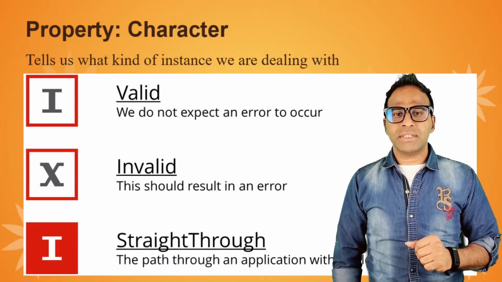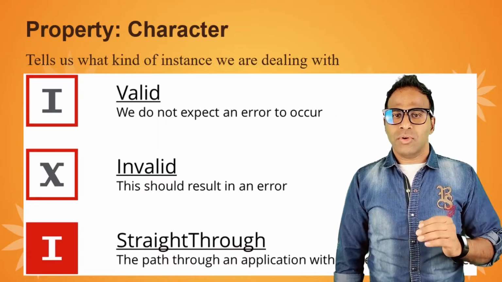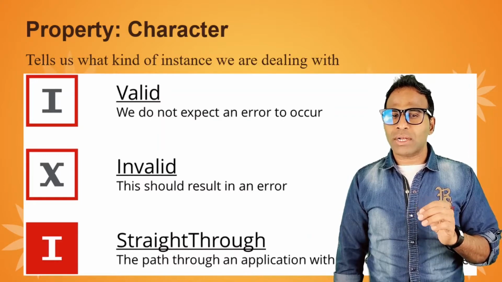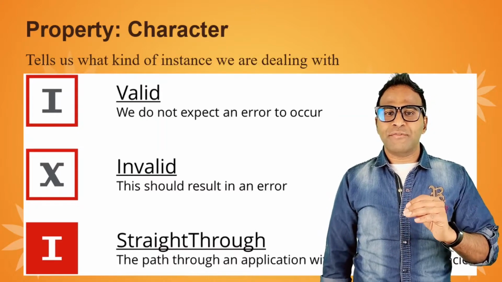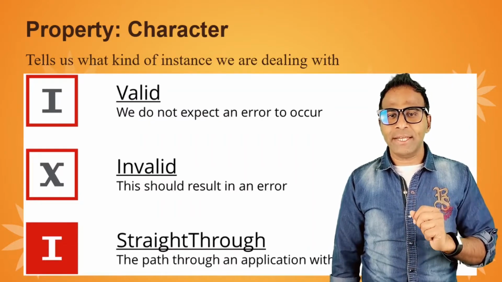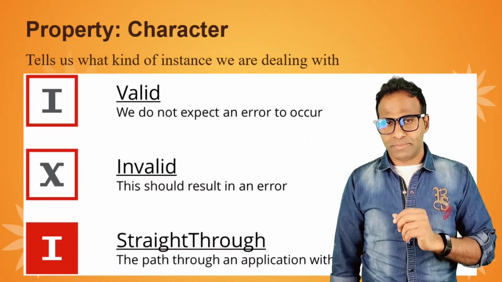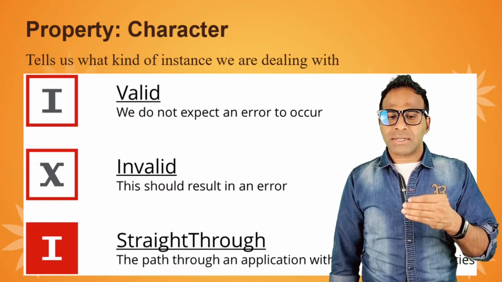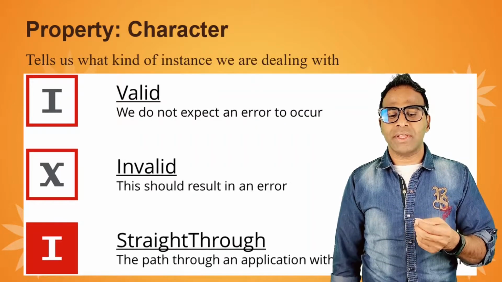Okay, so let's discuss the first property of an instance, which is character. The character property of an instance tells us what kind of instance we are dealing with. You have three different characters for a particular instance: one is valid, the second one is invalid, and the third one is straight through. Let me discuss in detail each variation of the character: what is the valid character, what is invalid, and what is the straight through character.